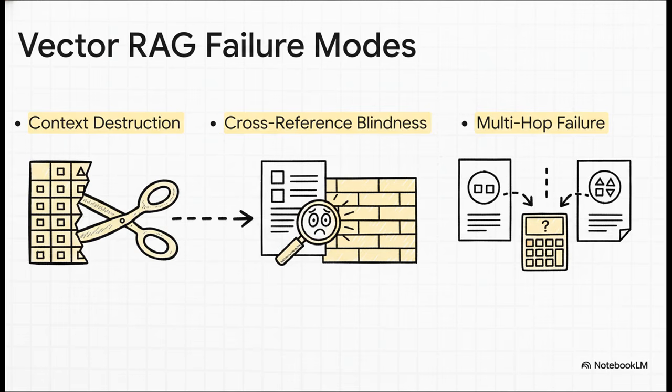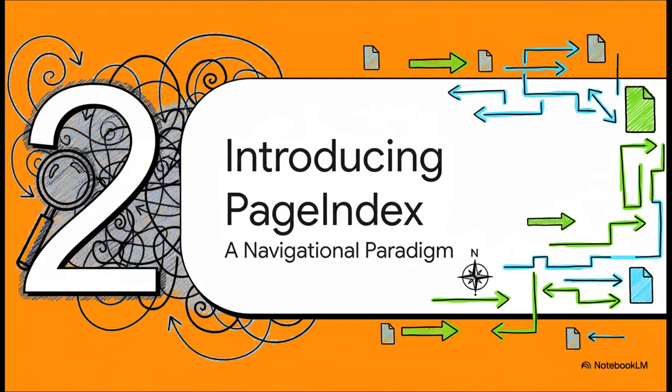Second, cross-reference blindness. If the text says, "For more info, see Appendix G," a vector system is clueless. It has no idea what Appendix G is or how to get there. And third, multi-hop failure. This is a big one. It's when the AI can't take a number from page 10, a fact from page 50, and combine them to answer your question.